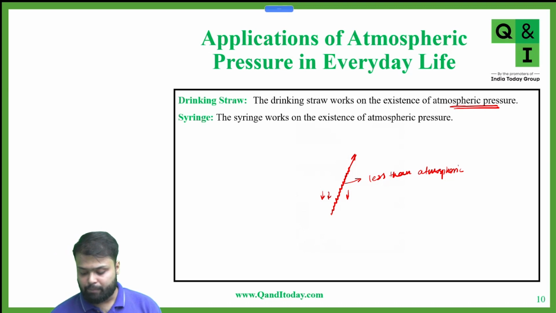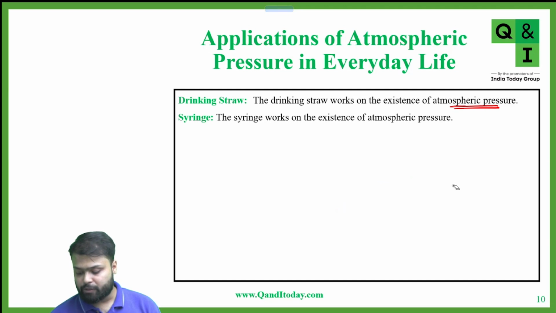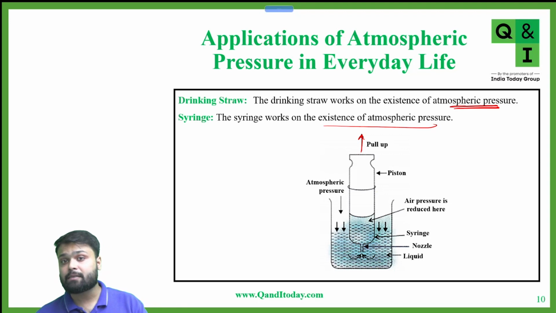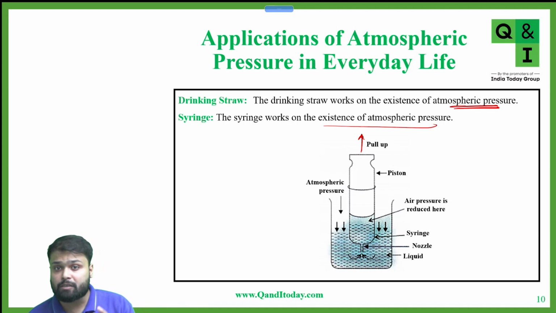Okay. Now we'll see the next example, which is the syringe. Again, the syringe works on the principle of atmospheric pressure. How? Suppose we have a syringe and there is a piston. When we pull up the piston, the pressure inside this cylinder decreases. Why? Because if the volume is increased, the air is dispersed in that space, so pressure is reduced below atmospheric pressure. But outside pressure is again atmospheric, so there is a flow of fluid from high pressure to low pressure.